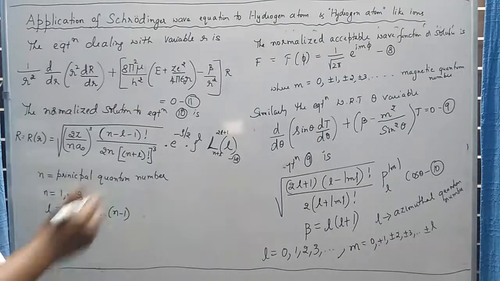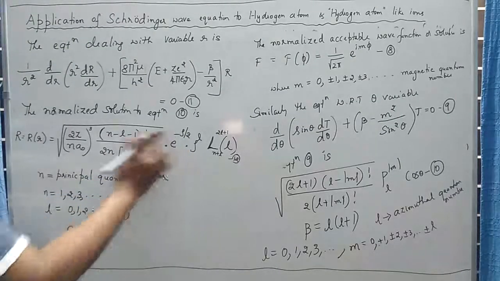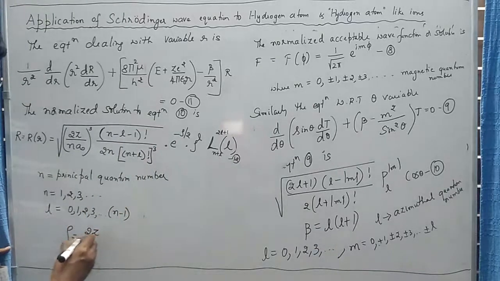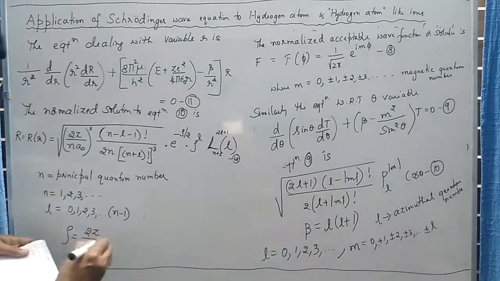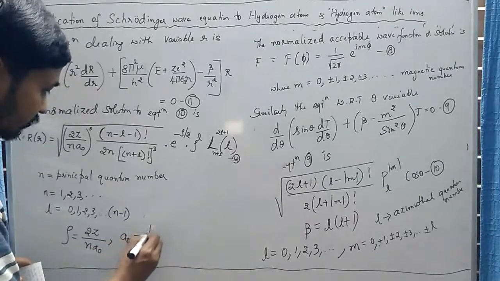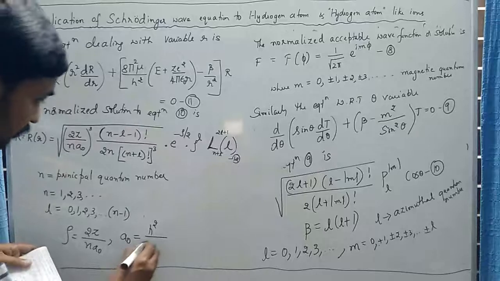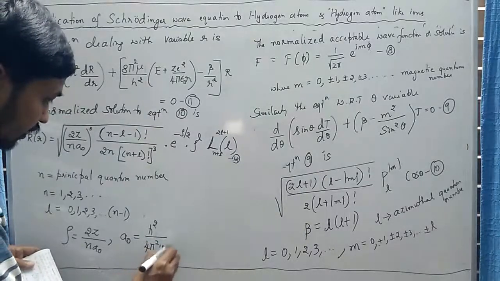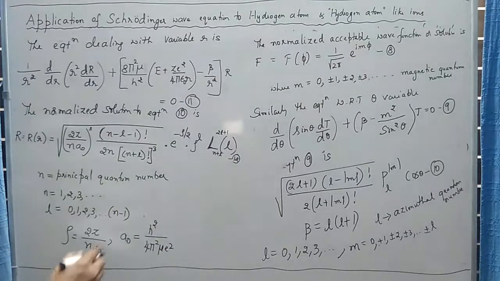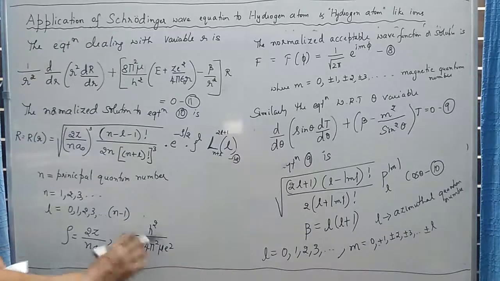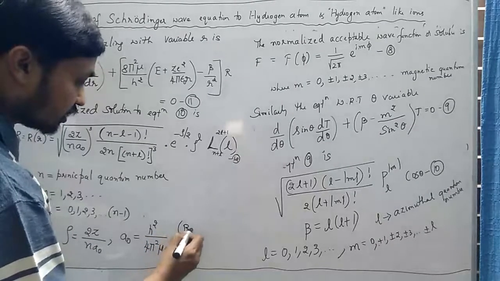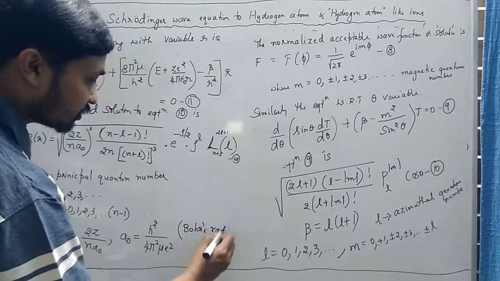The rho which I have used here is defined as rho equals 2 z divided by n a naught. What z and n are is already known. What is a naught in this equation? a naught is equal to h square divided by 4 pi square mu e square. a naught is given by h square, where h is Planck's constant, divided by 4 pi square mu, that is the reduced mass of the system, into e square. That is the definition of a naught, and this a naught is called Bohr's radius.